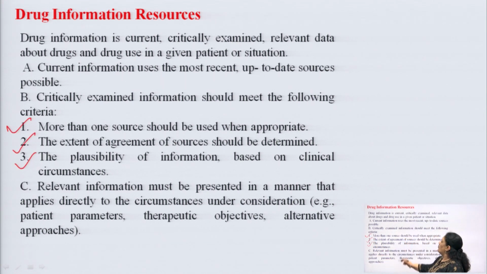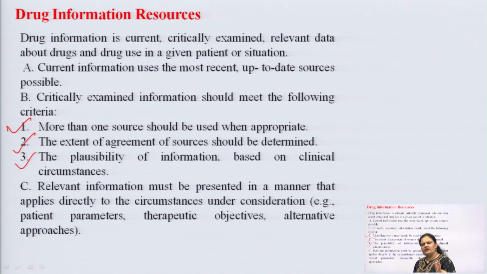First one is more than one source. Here we are discussing the drug information resources, the sources from where we can get detailed information about the pharmacological, therapeutic and physicochemical properties of the API, or the main drug. So, more than one source should be used when appropriate.